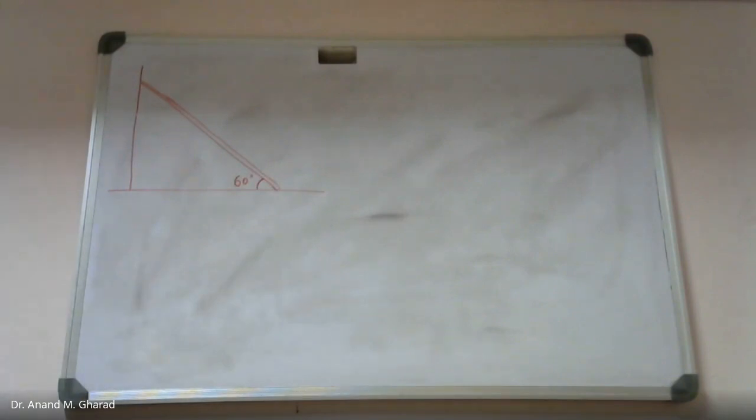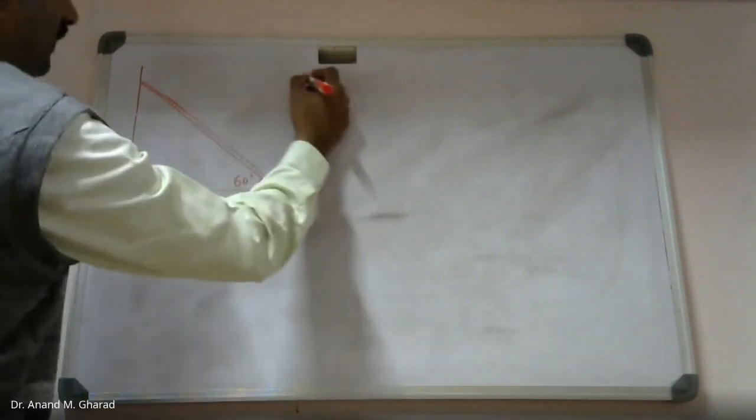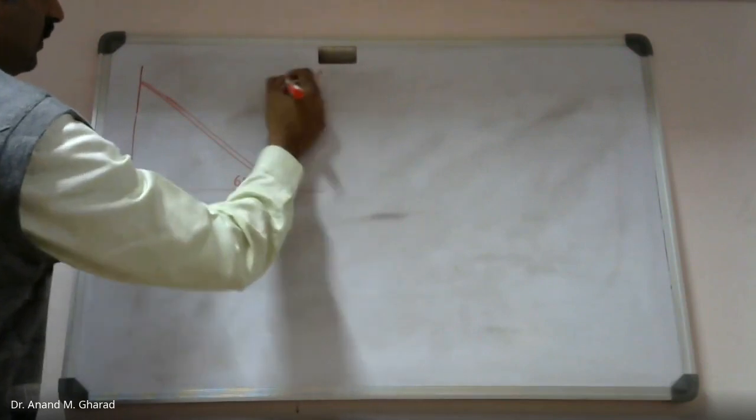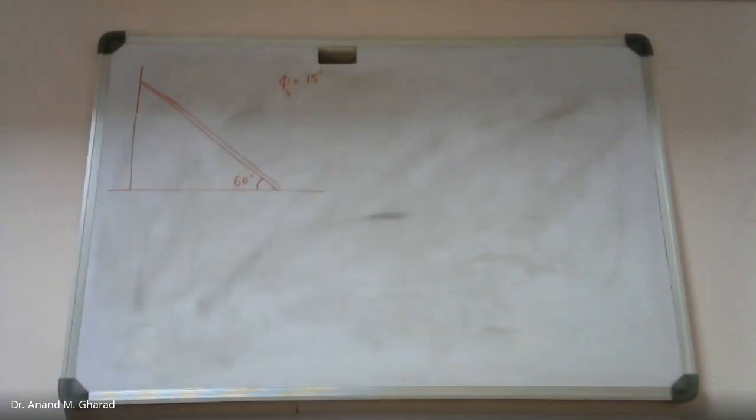How far along the ladder can a 160 Newton man climb before the ladder is on the verge of slipping? I will repeat. How far along this ladder can a 160 Newton man climb before the ladder is on the verge of slipping? Angle of friction at all contact surfaces is given as 15 degree. So now, instead of coefficient of friction, angle of friction, static friction is given.